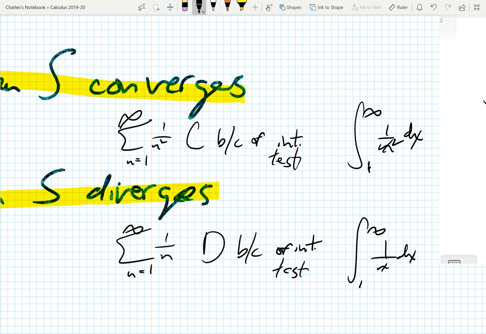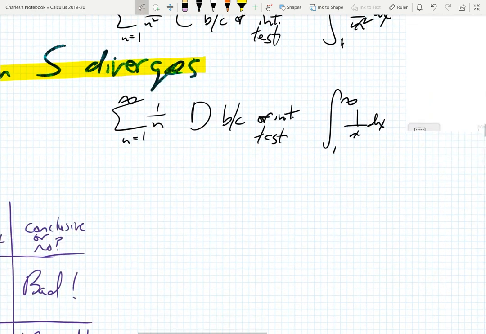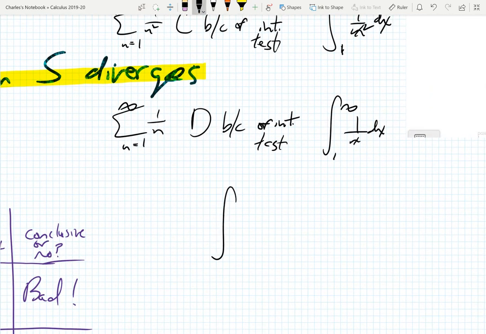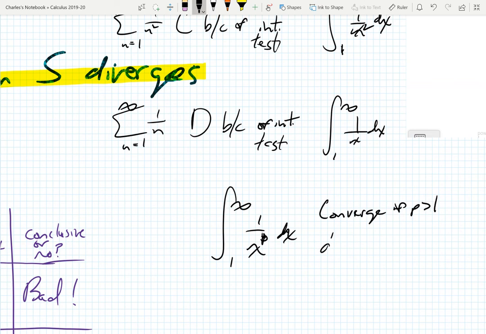And I think we had a part in the book so far this year, which we may have skipped over, which is: if I had the integral from 1 to infinity of 1 over x to the p dx, where p is not a variable, p is just some constant, when does it diverge and when does it converge? It will converge if p is greater than 1, and diverge if p is less than or equal to 1.